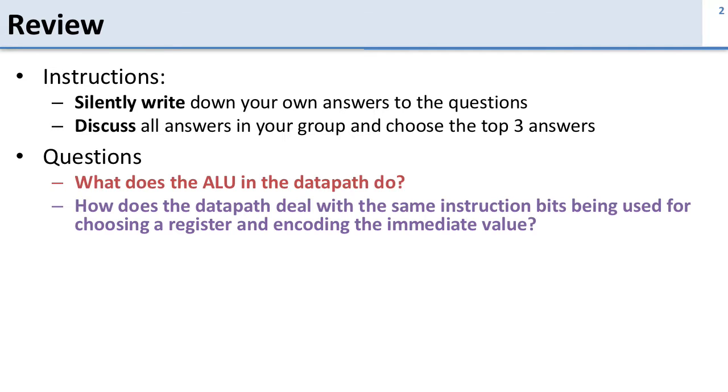All right, so let's do the review. So what does the ALU in the data path do? And how does the data path deal with the fact that we have the same instruction and we're using the bits in different instructions for different things? So some of them we use for choosing a register and some of them we use for encoding the value.